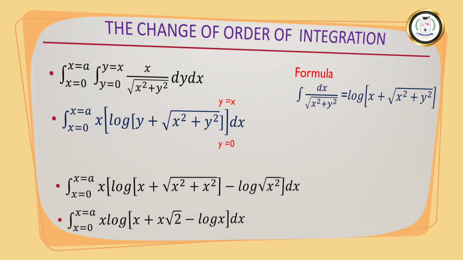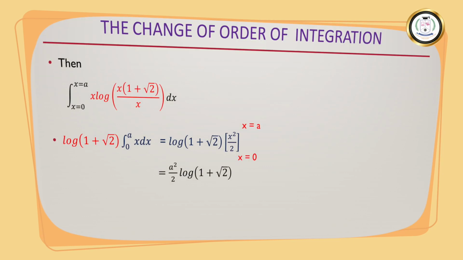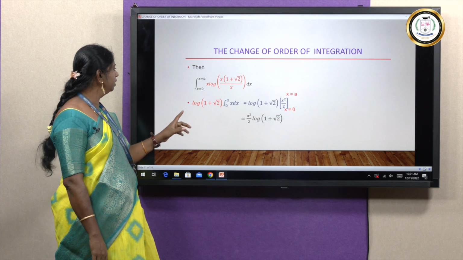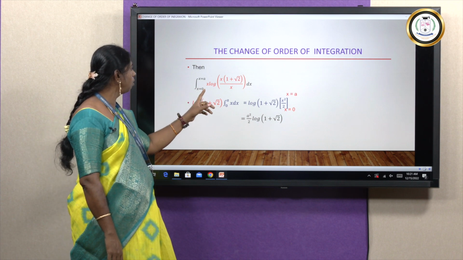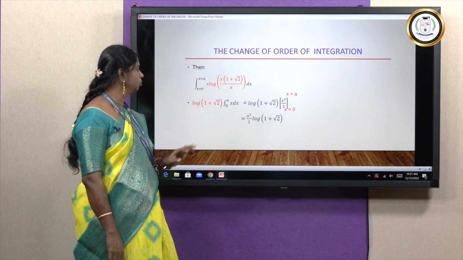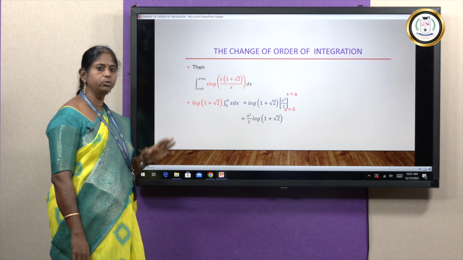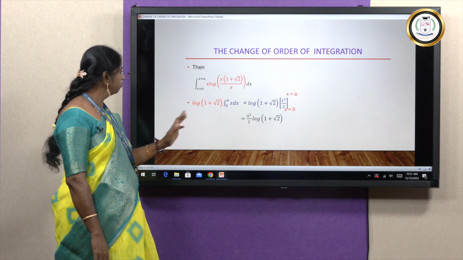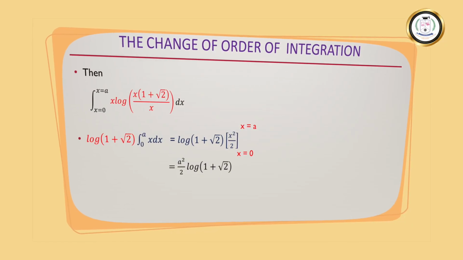So that simplification is done here. And now what is that simplified result? This is my simplified result. So x is going to be cancelled. Simply I have x into log 1 plus root 2, and log 1 plus root 2 is also a constant that should be taken out. Now you only have integral 0 to a of x dx.